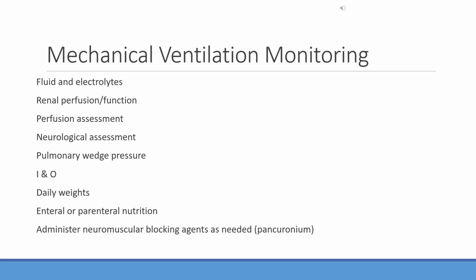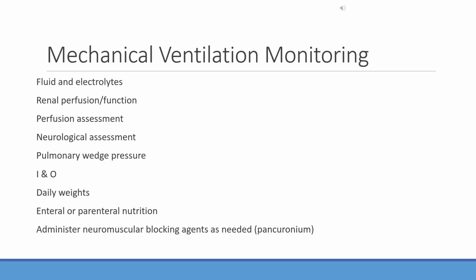So some hemodynamic monitoring may be necessary. We need to do an intake and output again to make sure that those kidneys are being perfused adequately. Daily weights are used to monitor fluid status. Nutrition, just think, the individual that has an endotracheal tube in place is prohibited from eating. So we may need to place an NG tube, a gastrostomy tube, or jejunostomy feeding tube for enteral nutrition. A jejunostomy tube reduces the risk of regurgitation and aspiration.